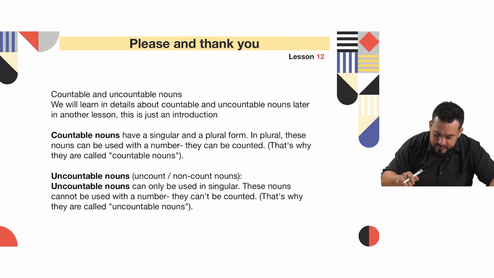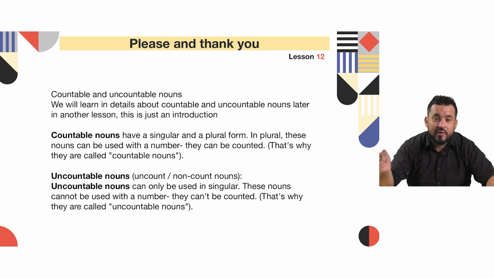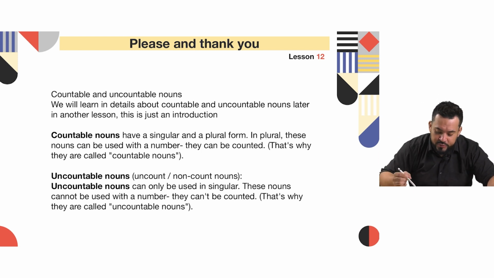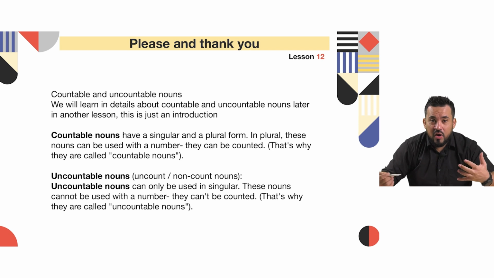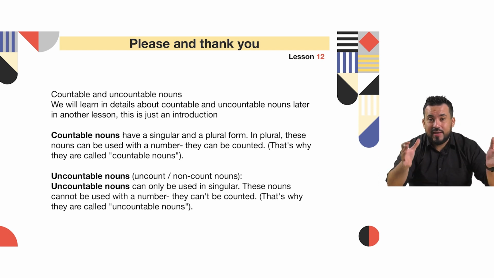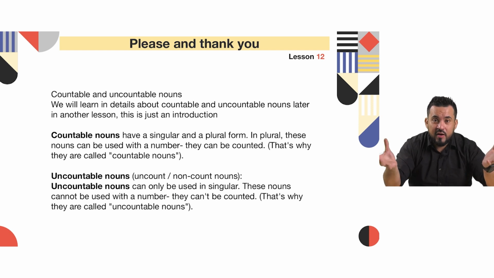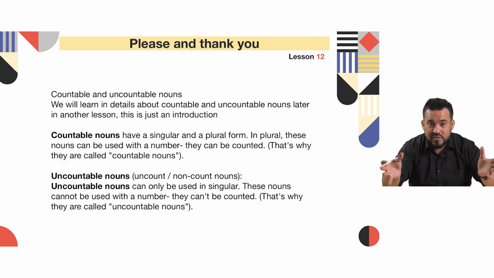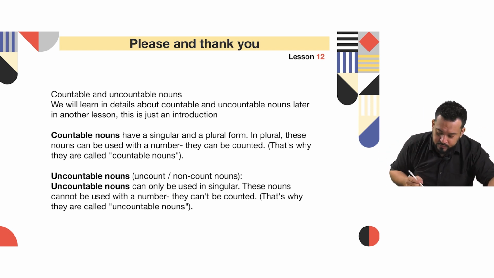Now let's take a look at countable and uncountable. Countable nouns are things that you can count. They have a singular form and they have a plural form. Uncountable nouns are things you cannot count, and they don't have a singular form or a plural form. They just have one form, and that is the uncountable form.